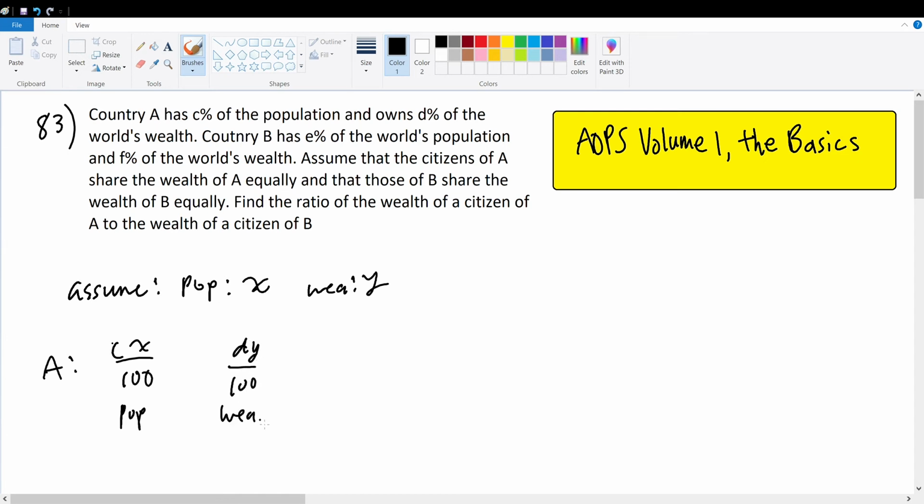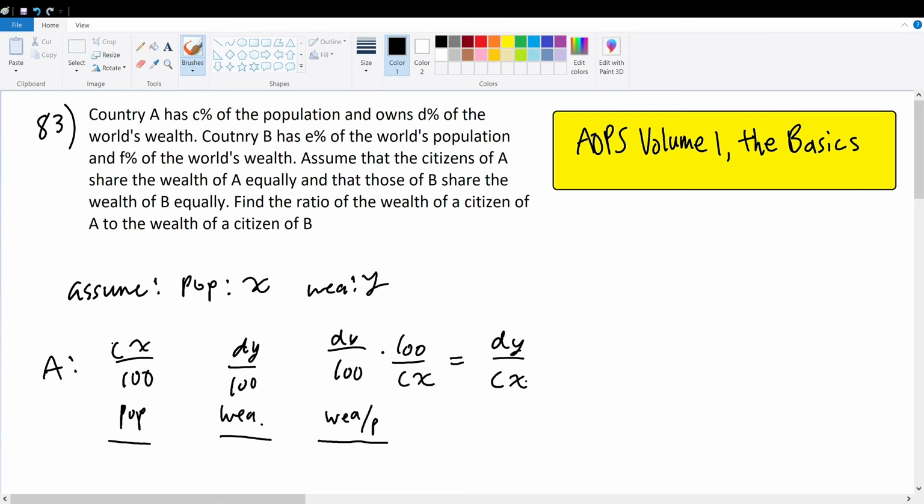And it tells us that all the citizens share the wealth equally. So how much wealth does each person get? So we need to find it in terms of wealth per person. Therefore, we need to find DY over 100 times 100 over CX, or in other words, DY over 100 wealth divided by population to get this, which is the same thing as DY over CX.